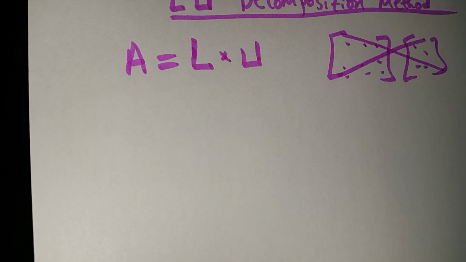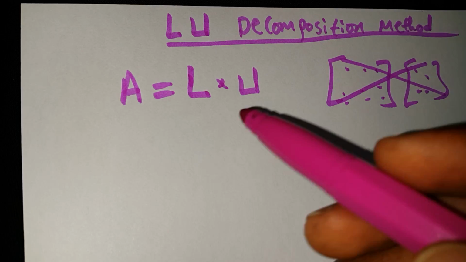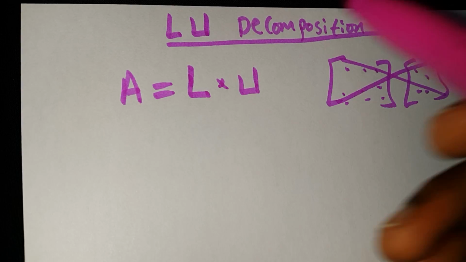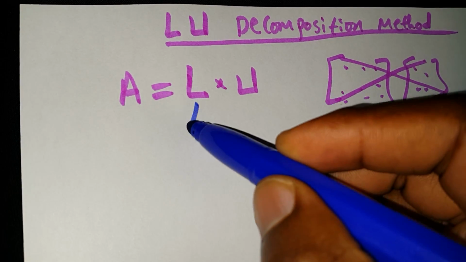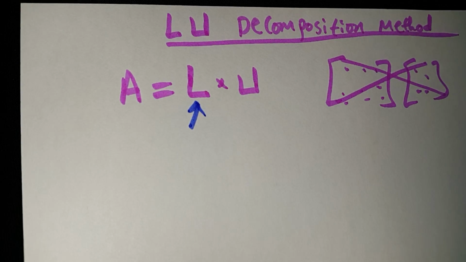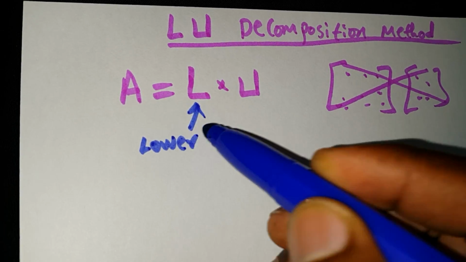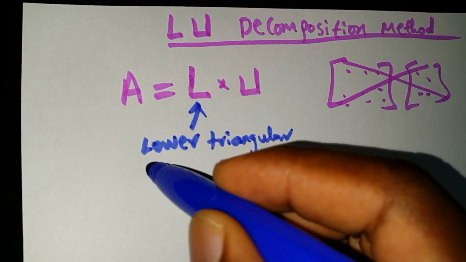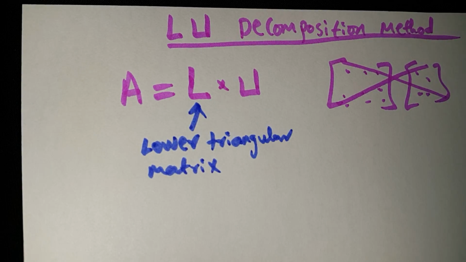The first thing you need to know when you are talking about the LU decomposition method is what L and U mean. Now, what is L? Here, our L means lower triangular matrix. This is the meaning of L.